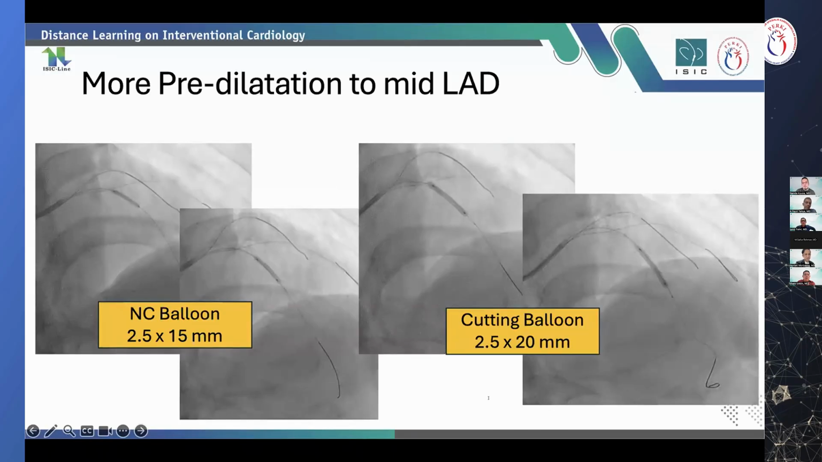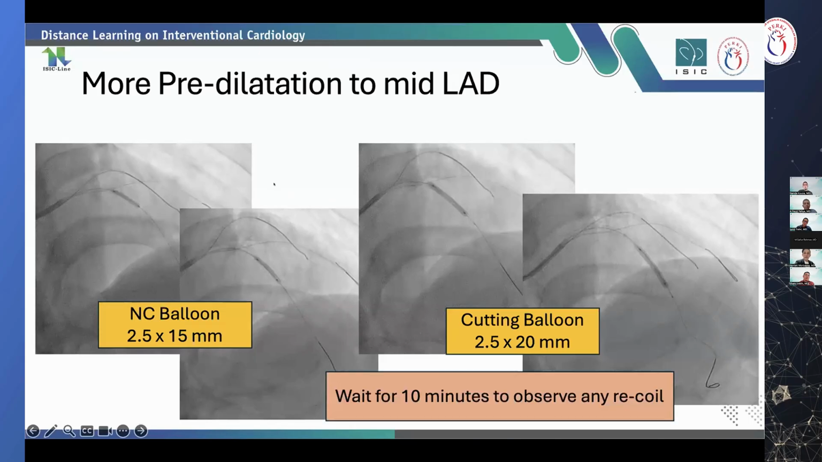Yeah, this is what my strategy is. As the post-stenting FFR remained positive due to the residual stenosis distal to the first stent, we proceeded with predilatation with the 2.5 millimeters by 15 NC balloon distal to the first stent, and then we continued with the cutting balloon, also 2.5 by 20 millimeter. From the OCT, we know that the mid LAD is about 2.5, around 2.6 or 2.7. So we decreased the size of the balloon a bit and repeated the angiogram after about 10 minutes to make sure whether there's any recoil or acute closure of the vessel.